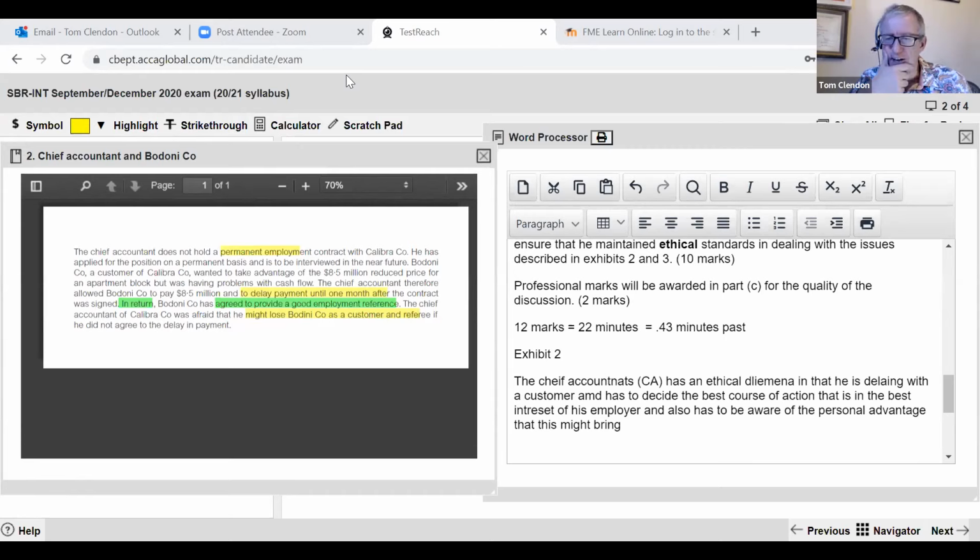Would anybody like to say on the chat what pillar we're going to tie this into initially? Objectivity, thank you very much.